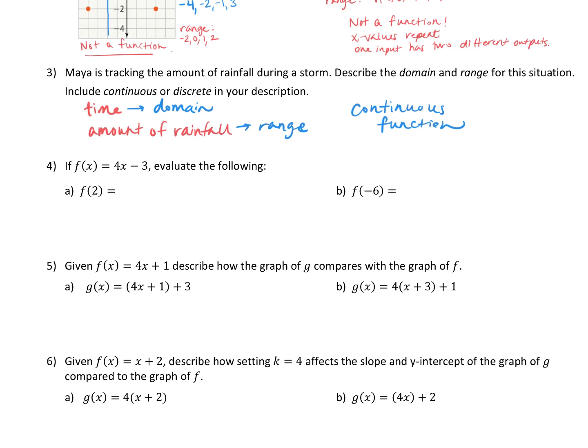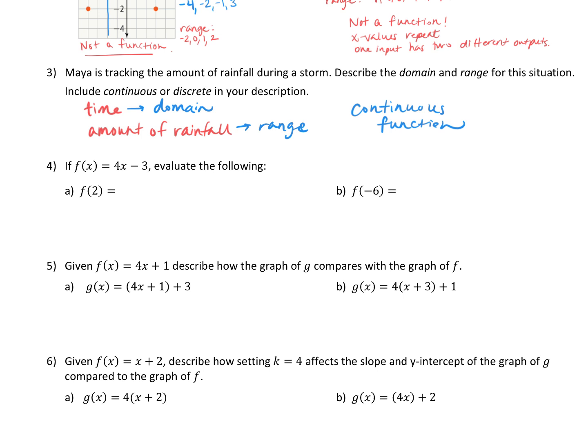All right. So number 4, if f of x equals 4x minus 3, evaluate the following. As you are first introduced to function notation, it looks a little bit confusing. This f and 2 almost looks like f is a variable that I'm multiplying by a 2, but that's not what this is. This is just a notation. Think of it like a labeling system. The way that we would read this is f of 2.